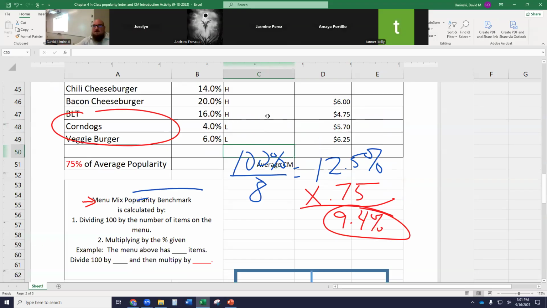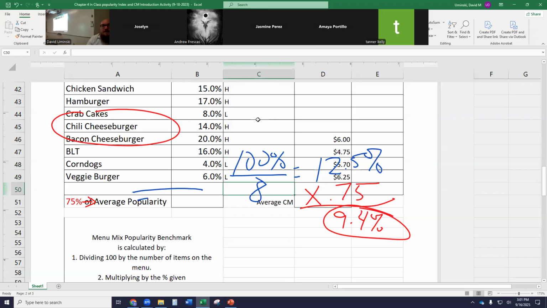My first question is where you got the number 8 from. The number 8 came from the number of menu items we have: 1, 2, 3, 4, 5, 6, 7, 8. How do you find the average of anything? You add them all up and divide by the number we have, right? So that's what we're doing with 100 divided by 8, finding the average percentage.